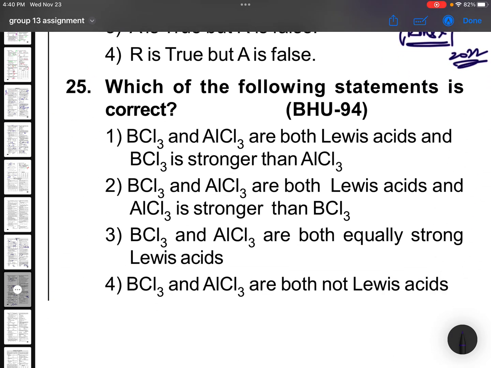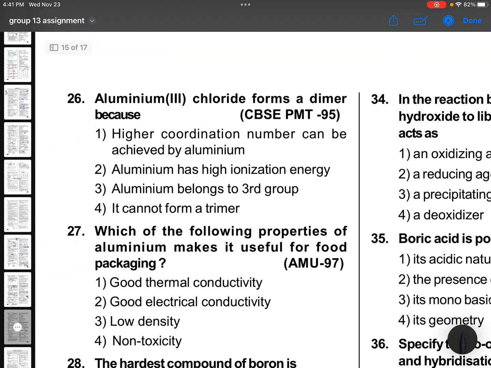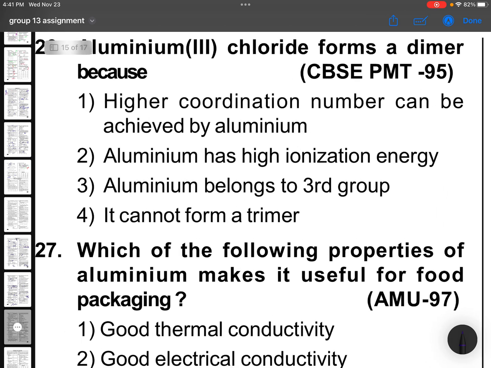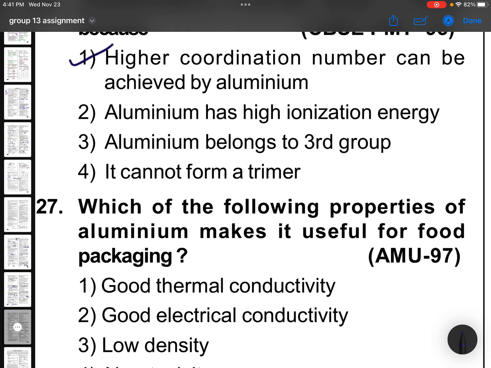Which of the following statements is correct? 25th question we are discussing. BCl3, AlCl3 both are Lewis acids, correct, and BCl3 is a stronger Lewis acid than AlCl3. Obviously, because aluminium is a little bigger in size, boron can accept electron pair very quickly, very fast. Aluminium chloride forms a dimer because of dative bonds, coordinate bonds. Which option suits higher coordination number?